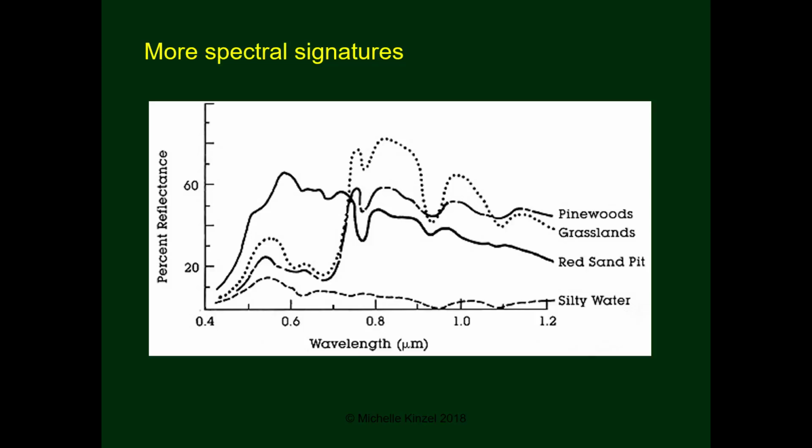Here's an example of how technical and specific spectral signatures can be. So we are comparing here pine woods, grasslands, and then a red sand pit. So you can see that there are very precise spectral signatures that are available. And then again at the bottom we have silty water, which would be water that has a lot of suspended materials in it.